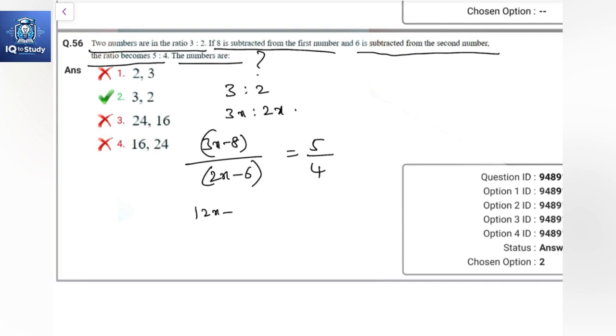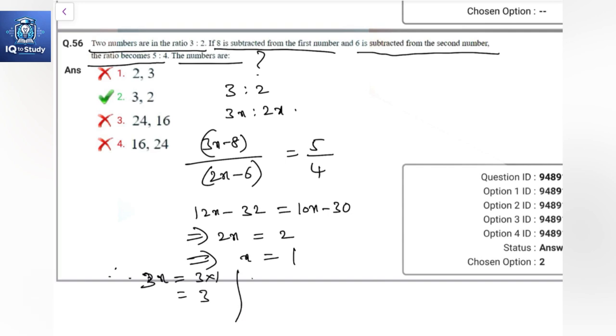12x minus 32 is equal to 10x minus 30, which implies 2x is equal to 2, which implies x is equal to 1. Therefore, 3x is equal to 3 into 1, that is equal to 3, and 2x is equal to 2 into 1, that is equal to 2. So the numbers are 3 and 2, which is option number 2.